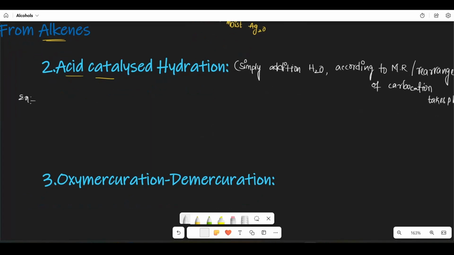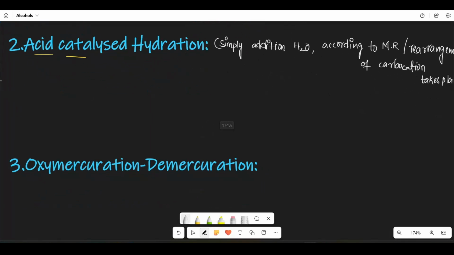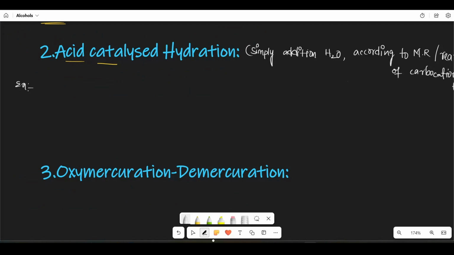Let's take one example. If we take this particular alkene, first let's add H plus to form a carbocation. Here again I am explaining with the mechanism, which will be helpful for you. This is the basic mechanism. Here it will form a carbocation. Now there will be a rearrangement.